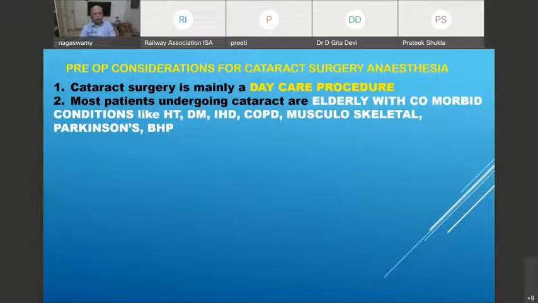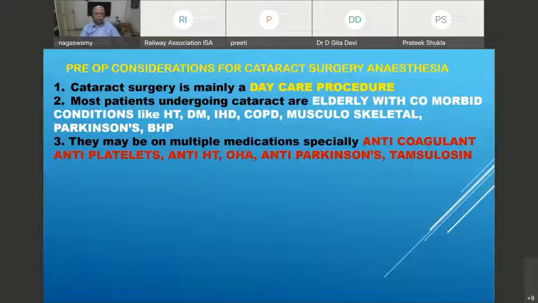Which medication can interfere with the surgery? The tamsulosin that you give, it produces a condition called floppy iris syndrome, which is a condition where the pupil will not dilate properly, micropupil. That will cause a lot of difficulty for the surgeon. So the patient may be on multiple medications like anticoagulant, antiplatelet, antihypertensive, OHA, antiparkinsonism, and this drug, tamsulosin for BHP, is also a very important history.